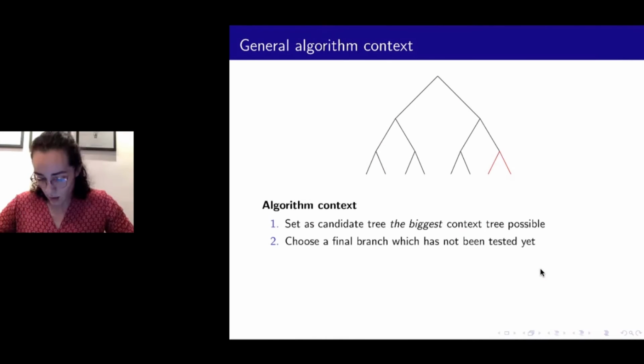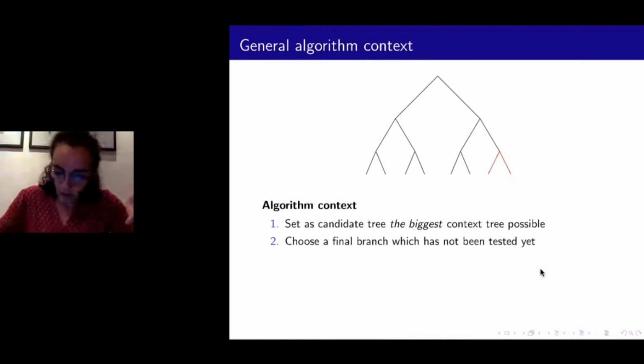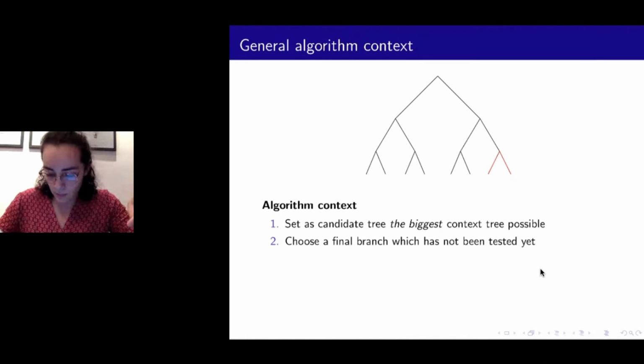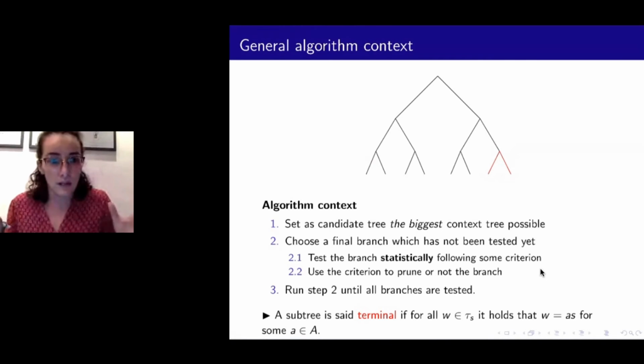Once you have it, what will we do? We will choose one of these terminal branches. So for instance, I'm choosing this red one here. And I will test this branch statistically. I'm not telling you how to test statistically. I'm just saying that I will find a statistical criterion, and I will say that this is my criterion to prune or keep a branch, okay?